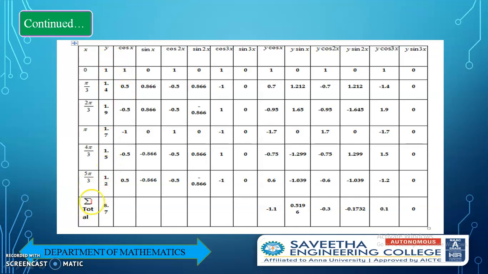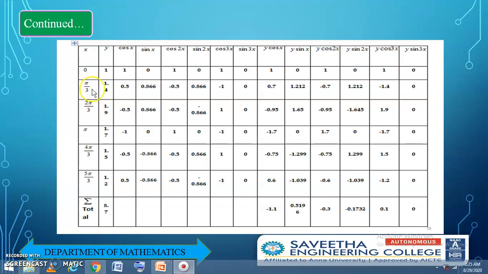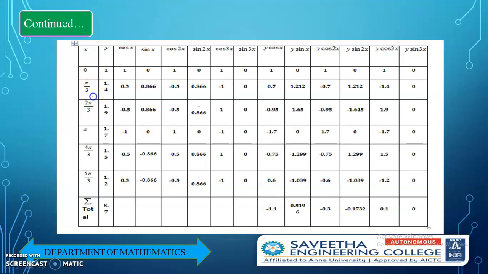Here we can take the total value, summations. In your formula already we have summation notations here. Summation means the total value of the column. So next we can replace pi by 3 in terms of angle. This one is 60 degree. 2 pi by 3 is 120. So this one is 60, then this one is 120, this one is 180, this one is 240, then 300.